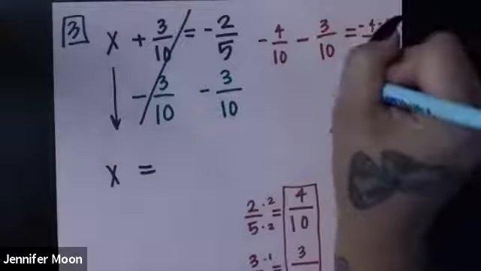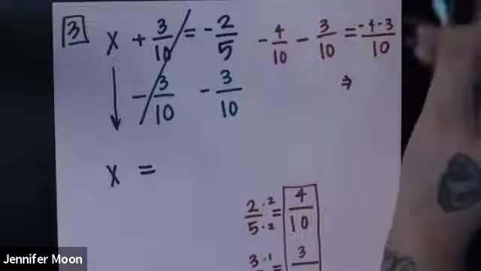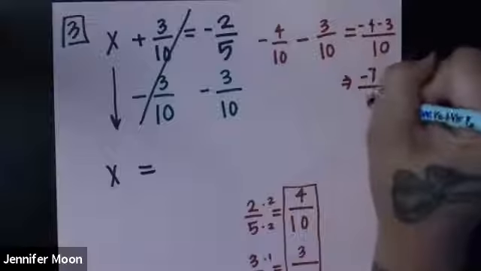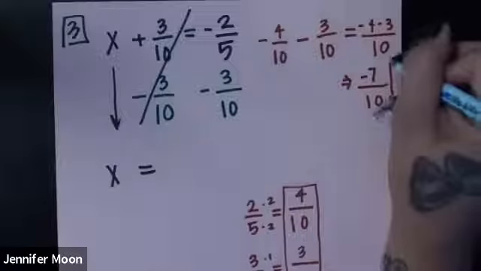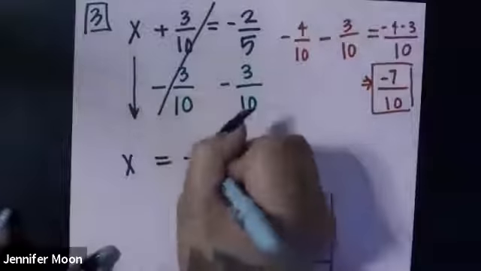I'm going to go down right here, y'all. In the numerator, these signs are the same. So what you do is you add the numbers, keep the sign, and we're over our 10. So that ends up being the answer to what our x is. It's a negative 7/10.